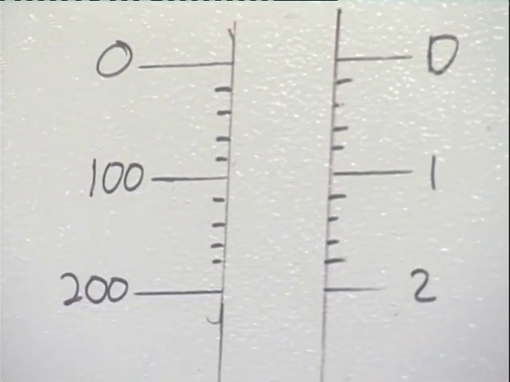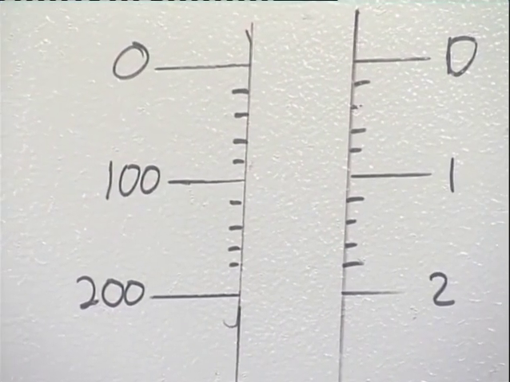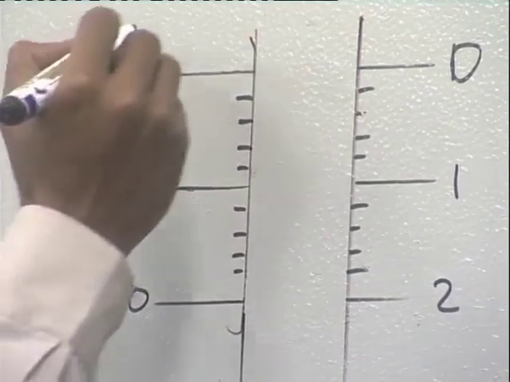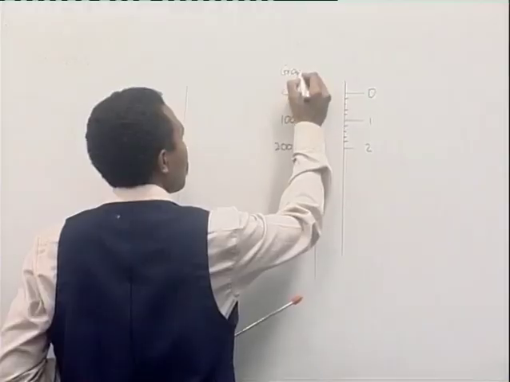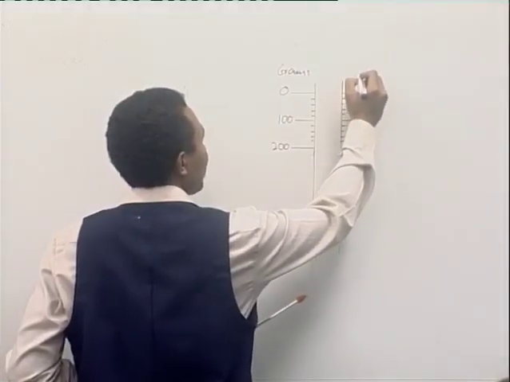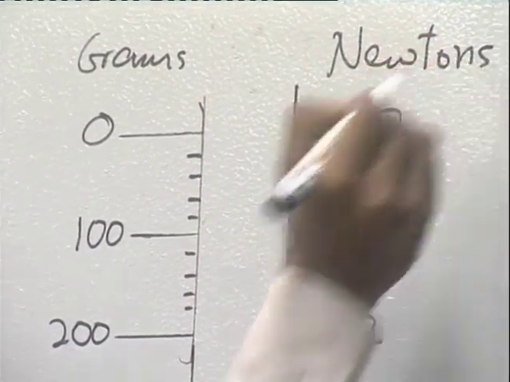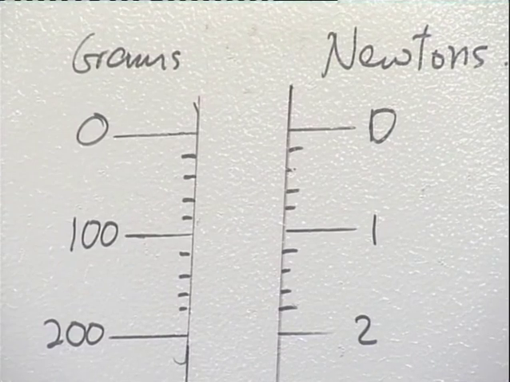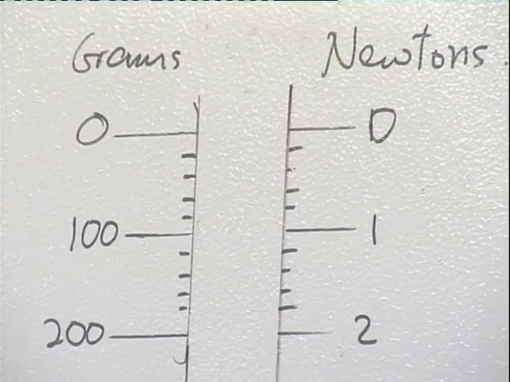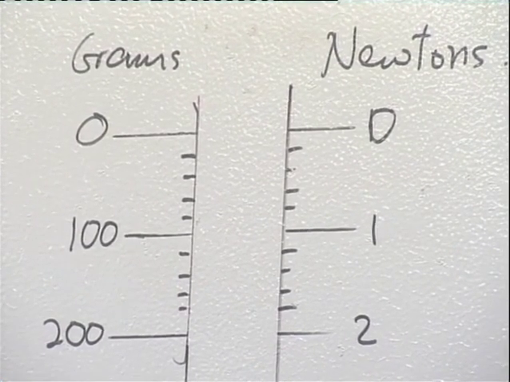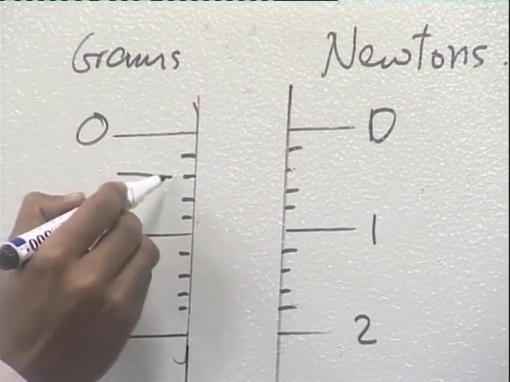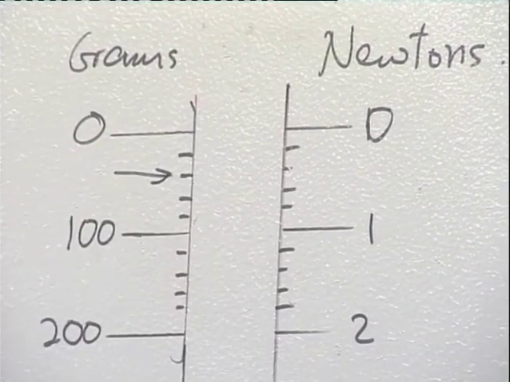So your spring balance should have something like this. On the left side, you have in grams. On the right side, you have in newtons. Now, if your pointer is around here, what reading would you give?